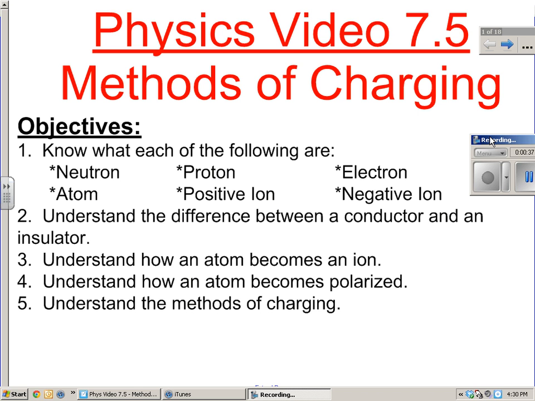Objectives. Some of these were in the last video, so you should know what each of those items are. You should know the difference between a conductor and an insulator. You should understand how to make an atom into an ion. It's called ionization. You should understand how an atom becomes polarized, and you should understand the 3.5 methods of charging. Okay, so here we go.